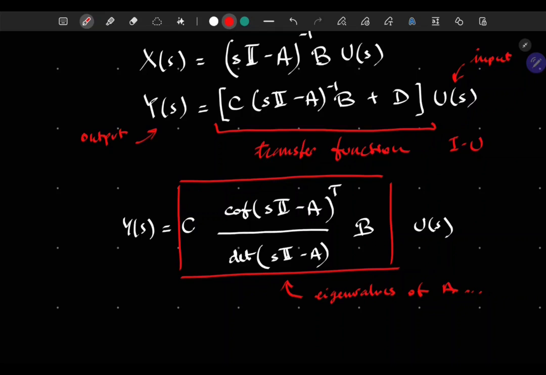Moreover, we observe that actually this has the form of a fraction. And for linear systems, this is a general rule. Every transfer function for linear systems has the form of a fraction, where the denominator of the fraction is the characteristic polynomial of the matrix A.